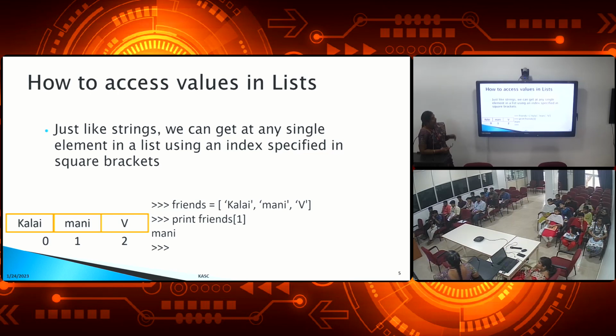Right? So here, just like with strings, we can get any single element in a list using an index specified by square brackets. Of course, we already know that, right? For each and every element we should give some index value. We already went through this when using an array, isn't it? What is an array? An array has a fixed size, isn't it? A collection of items in the same group, isn't it?